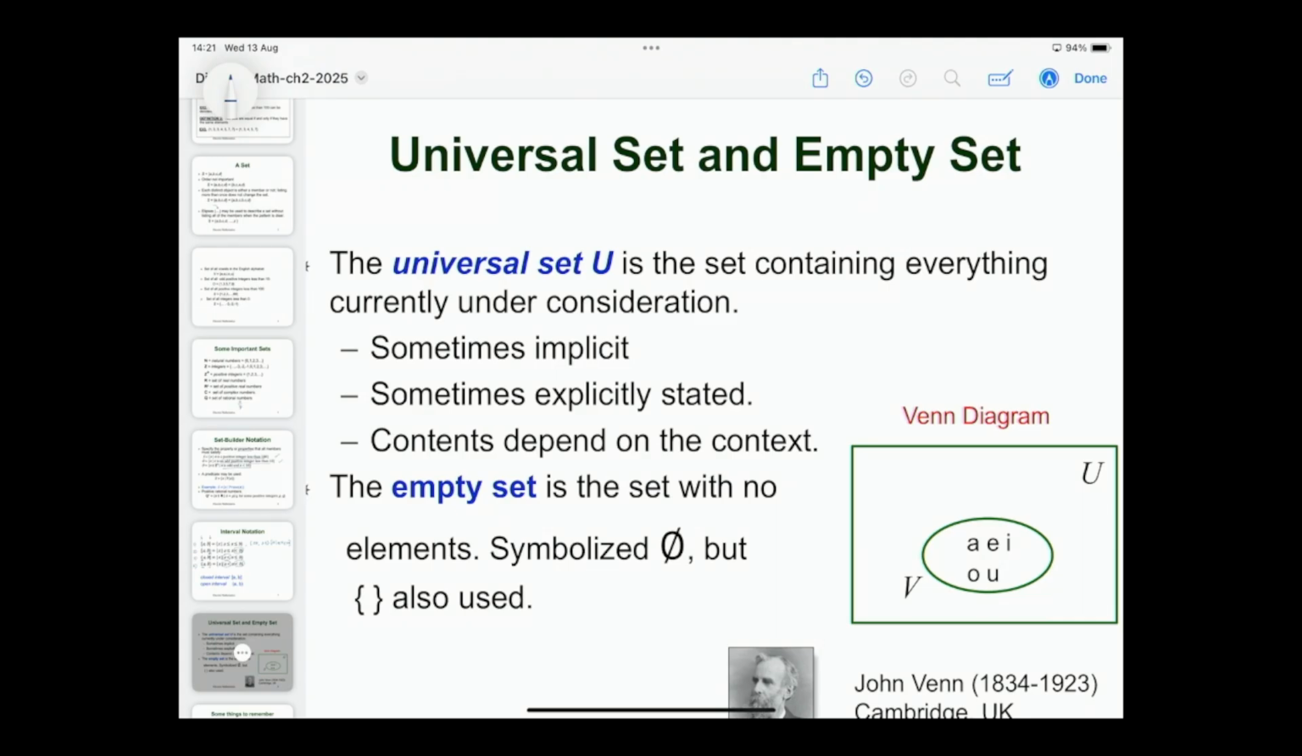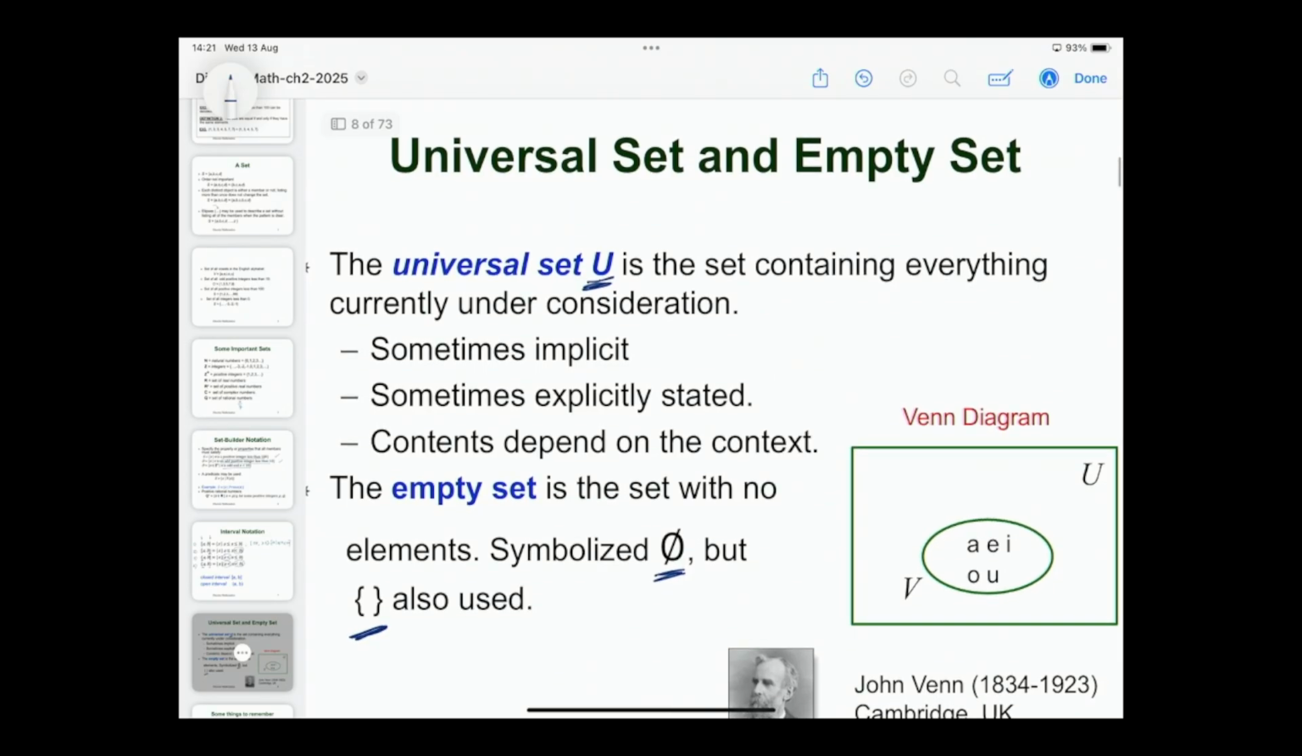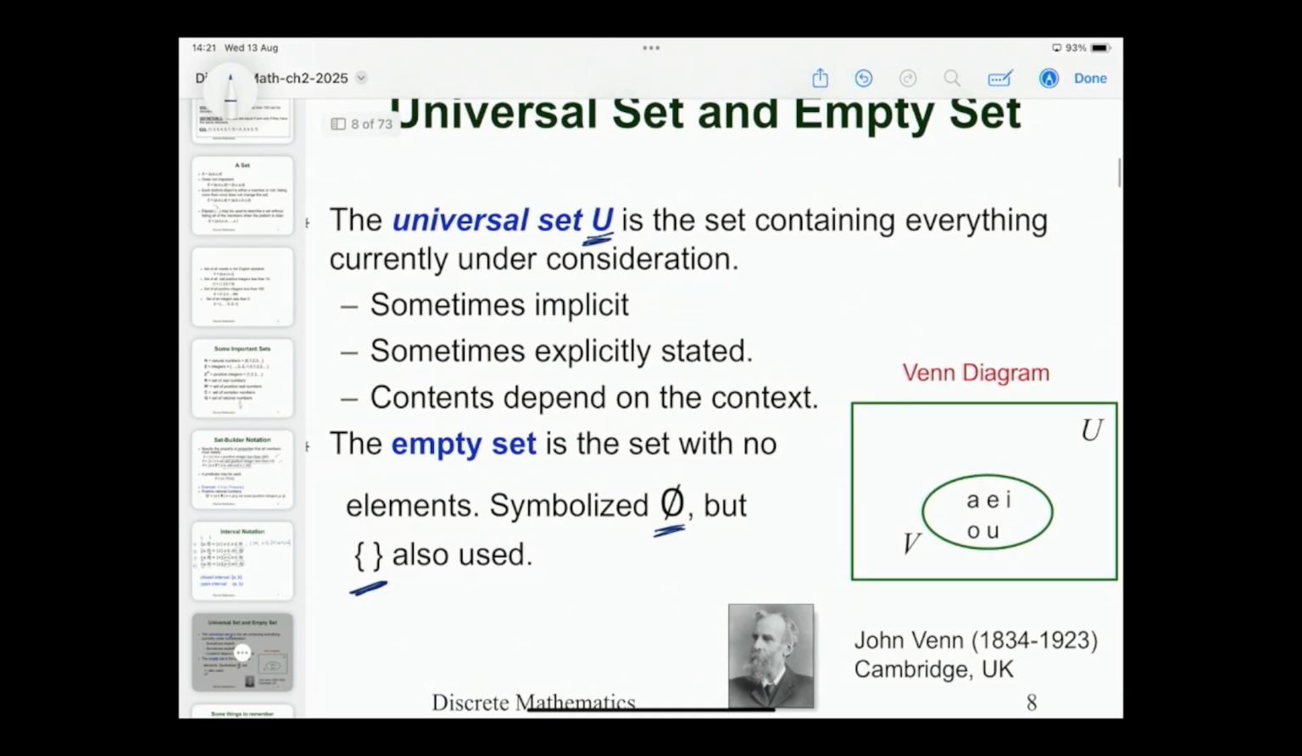What else about the set? Universal set. We use the symbol U for universal set, and for the empty set, we use this symbol, or this one. Empty set. Okay, that is the set with no member.